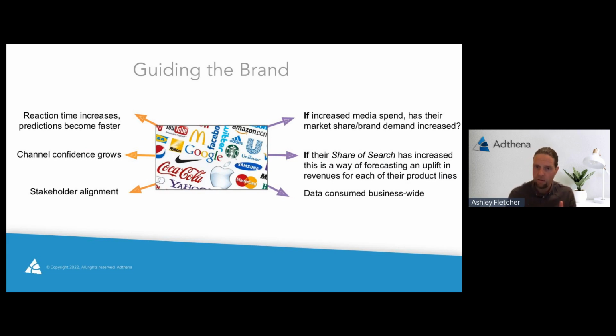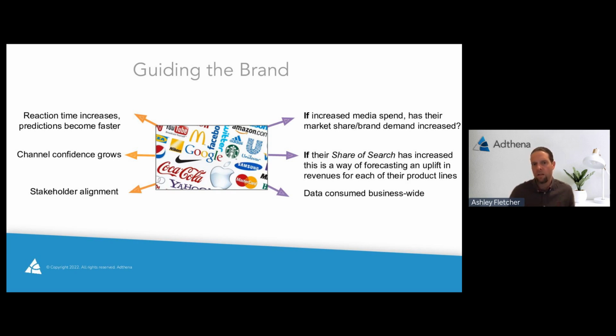We have a lot of FMCGs and large enterprise organizations that use this. On the left-hand side here, the orange arrows, when you're leveraging this data, and I'll show the dashboard in a second, your reaction time becomes quicker. The channel confidence in search grows as well, because everyone's using that channel to improve. The stakeholder alignment improves, so that's exec, PR, heads of brand, heads of search, heads of SEO. All of those are on the same page with these metrics.